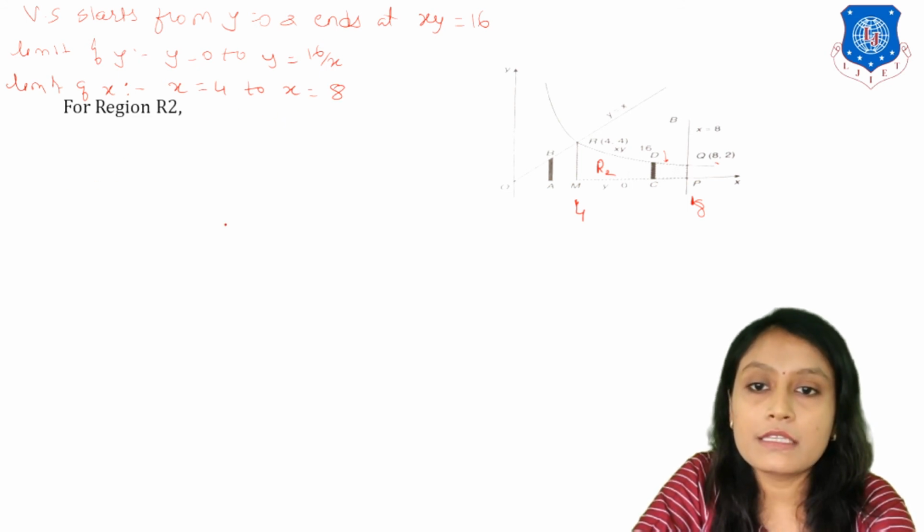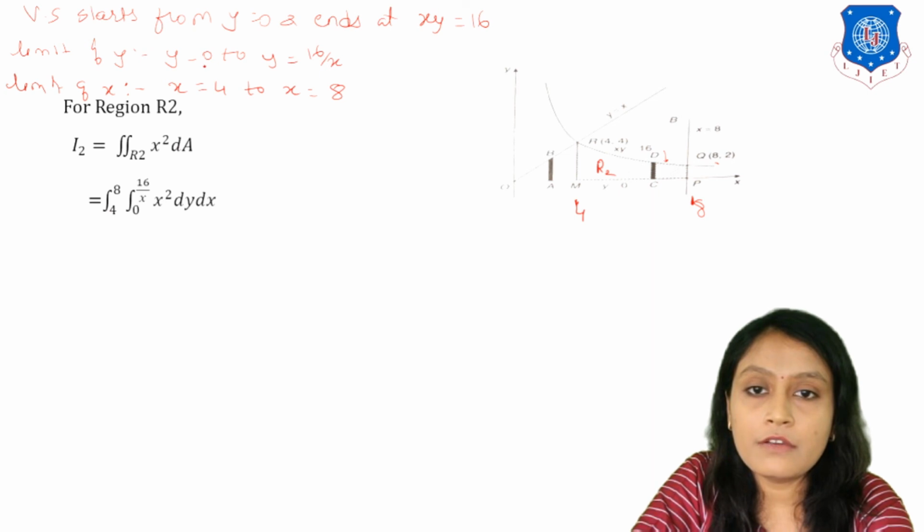Okay, now we will write this integration. So I2 is equal to integration over R2 x square dA, right? So just substitute this limit. Here we have the variable, so we will write it inside, that is 0 to 16 by x, and this 4 to 8 x square. Now we will write here dy dx.